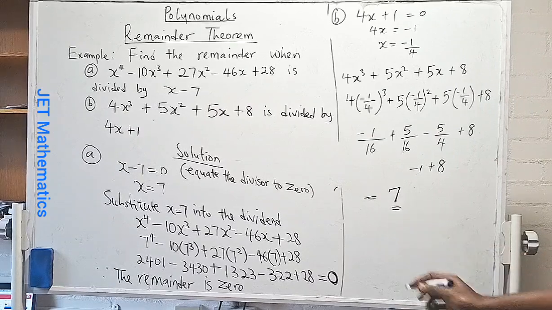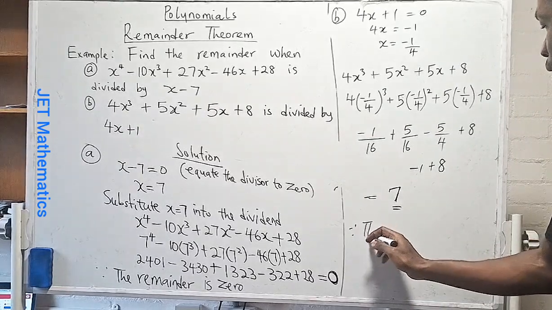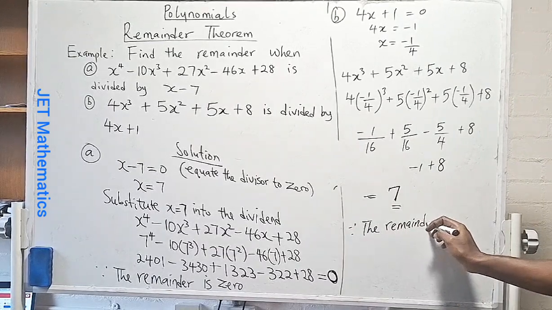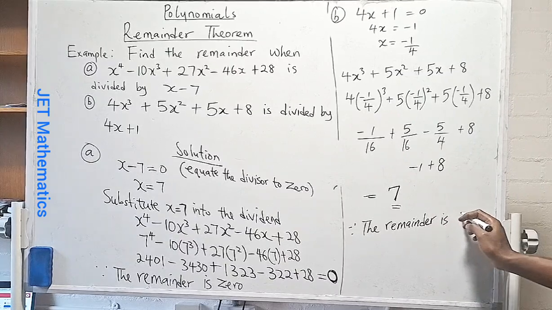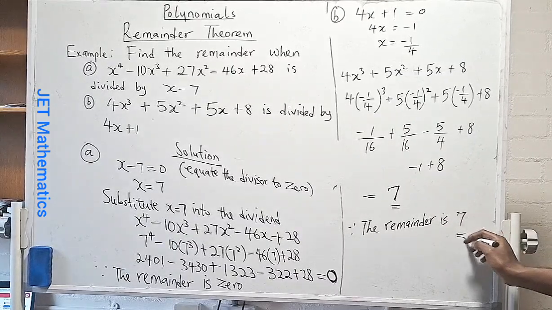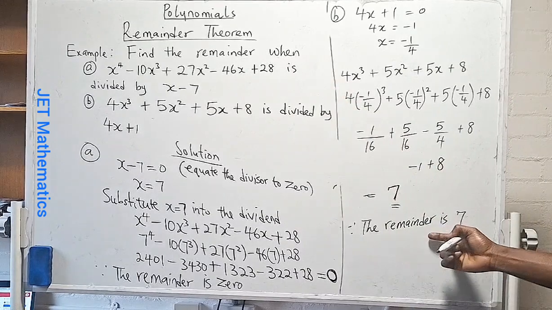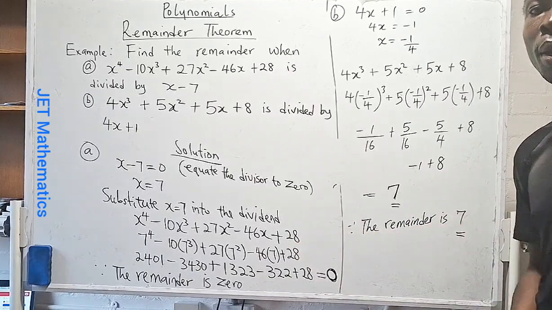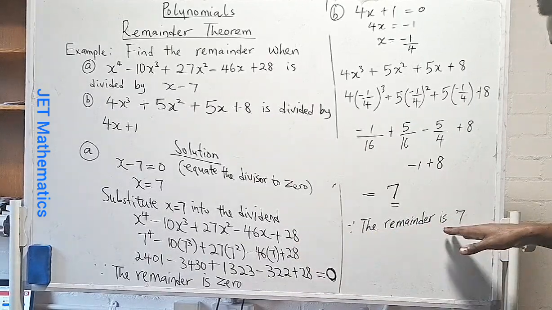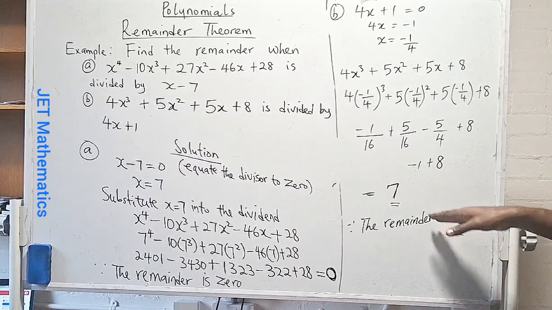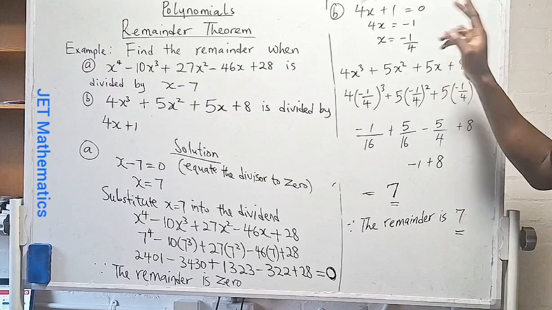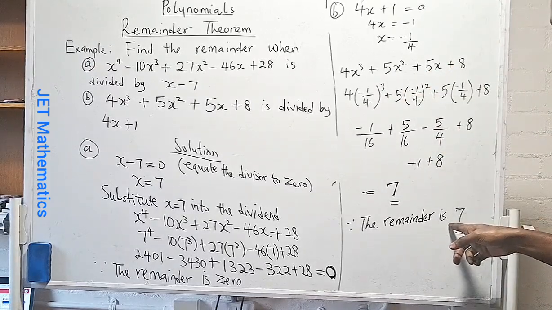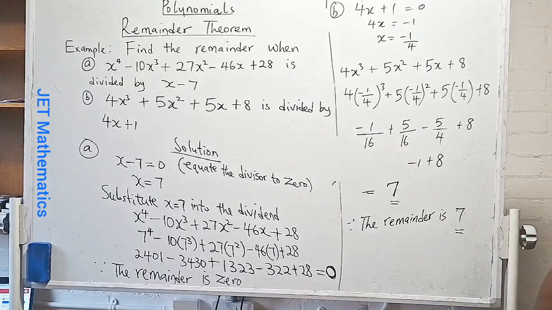Okay? So it means the remainder is 7. So the remainder theorem helps us to get the remainder when two polynomials are divided without actually performing the division. This implies that 4x plus 1 is not a factor of this polynomial, because it's giving a remainder that is not 0.